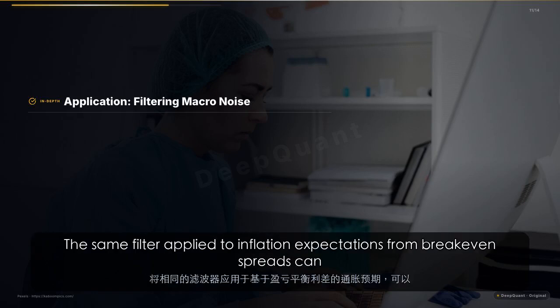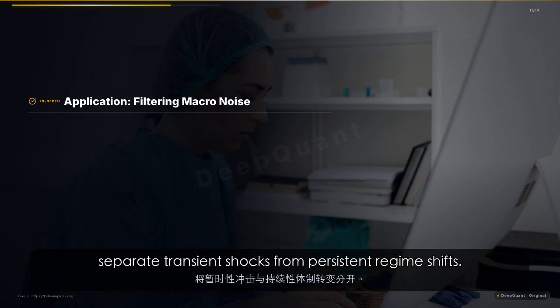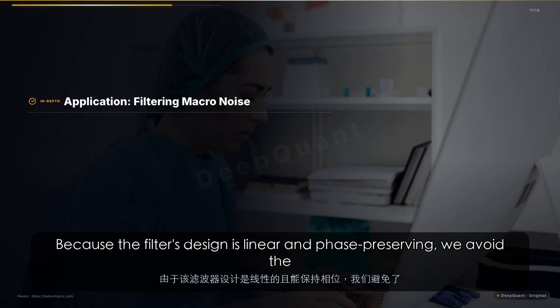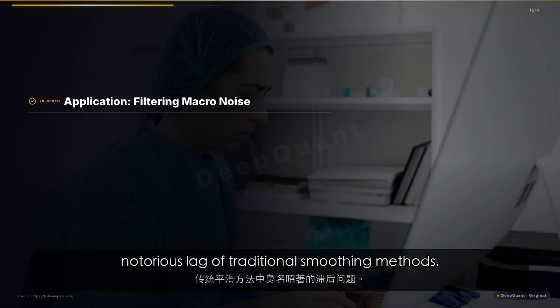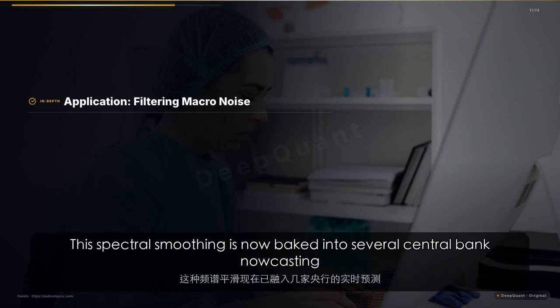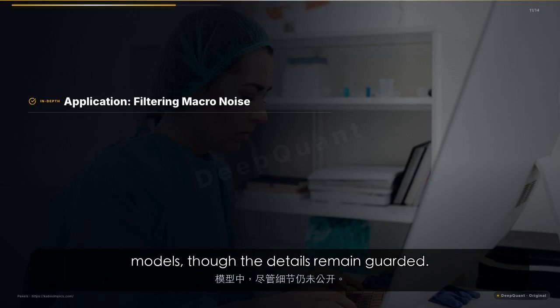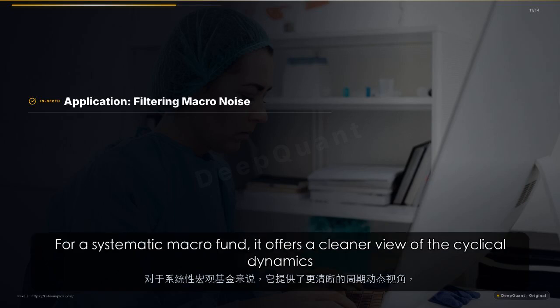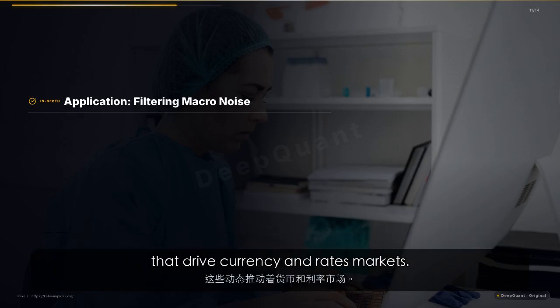The same filter applied to inflation expectations from break-even spreads can separate transient shocks from persistent regime shifts. Because the filter's design is linear and phase-preserving, we avoid the notorious lag of traditional smoothing methods. This spectral smoothing is now baked into several central bank nowcasting models, though the details remain guarded. For a systematic macro fund, it offers a cleaner view of the cyclical dynamics that drive currency and rates markets.